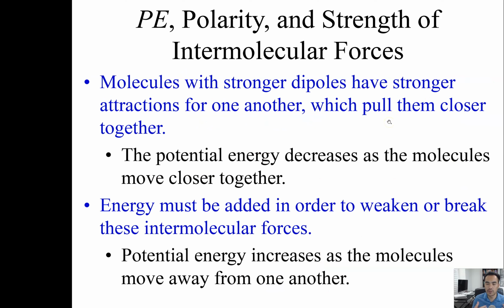Molecules which have very strong dipoles have very strong attractions, which eventually pull them together, and because of that they have a lower potential energy. They are so attracted to each other that they get stuck, so they have a low PE. Energy must be added to weaken or break those bonds, which means you have to provide a lot more energy. Potential energy increases as the molecules move away. Generally, very ionic or high-dipole covalent structures have very low potential energy because they are really close together.